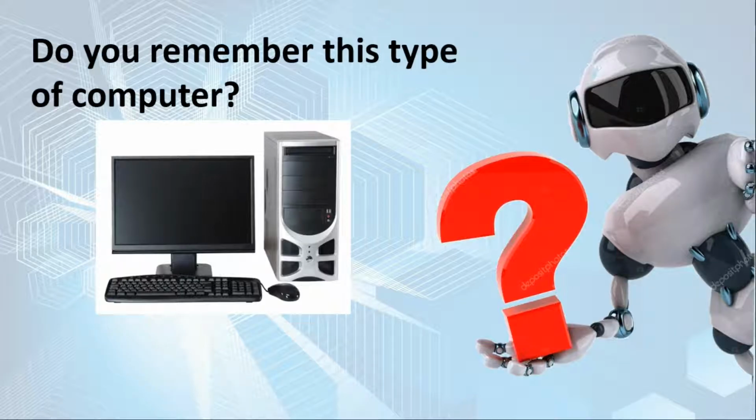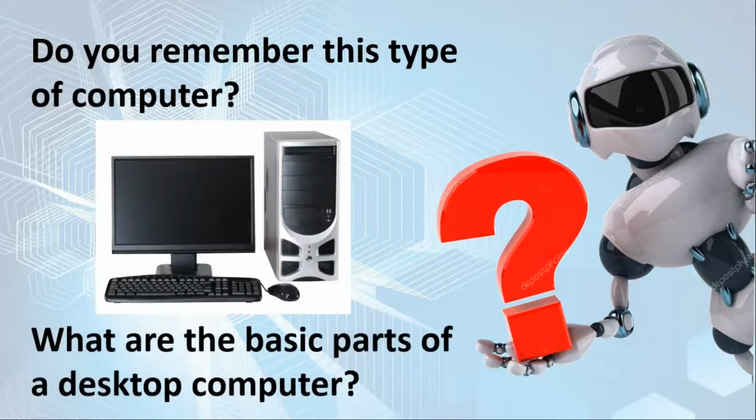Okay? So, do you remember this type of computer? Di ba, na-discuss natin yan sa previous video natin, anong klaseng computer kaya ito? Very good. This is what we call a desktop computer. So what are the basic parts of a desktop computer? Let's try to enumerate them. We have the computer case, we have the monitor, we have the computer mouse, and the keyboard. Okay, so those are the basic parts of a computer.